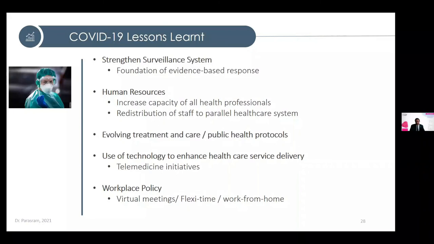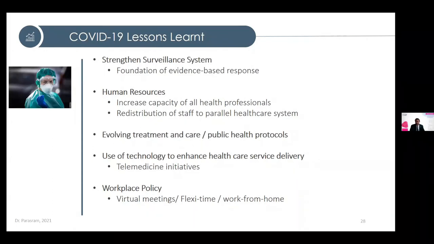Workplace policies would change over time. We have moved towards virtual meetings, flexi time. This presentation, I think, a few years ago would have been done in person. We would have had an auditorium full of students looking on. So this is being done virtually, and I think public health has changed because of COVID-19 going forward for a long time to come.